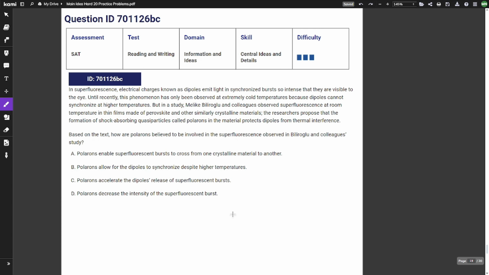Question number 19. Once again, feel free to pause and read. Alright, so here the question asks, how are polarons believed to be involved in the superfluorescence observed in these people's study? So here in this text, it says that these electrical charges emit light in synchronized bursts only when it's extremely cold. However, in this study, these people observed those bursts at room temperature using these specific films out of these materials. So let's look at answer choices and see what best matches.